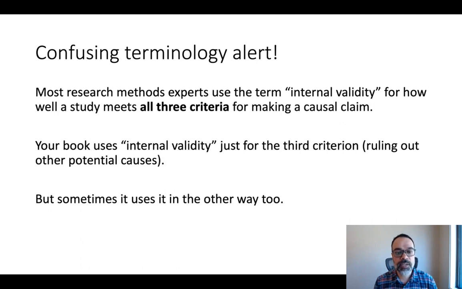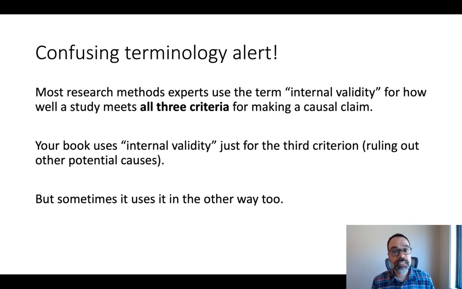Most experts who study research methods use the term internal validity for all three of these things. They'd say if a study meets all three of these criteria that I just showed you, it has internal validity. Your book uses internal validity just for the third criterion. That's why I said sometimes people call it isolation, because they reserve the term internal validity for all three. Sometimes your book uses it the other way too, so this is a little bit confusing. In this course, I will try to be clear what I'm talking about when I use the term internal validity so you know what I'm saying.